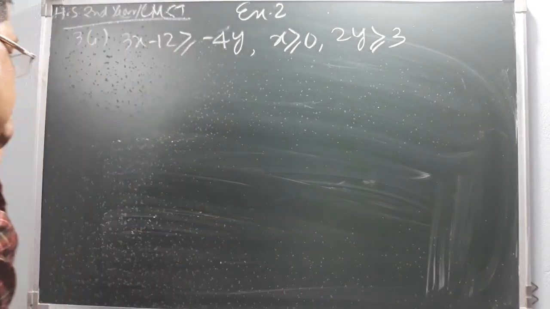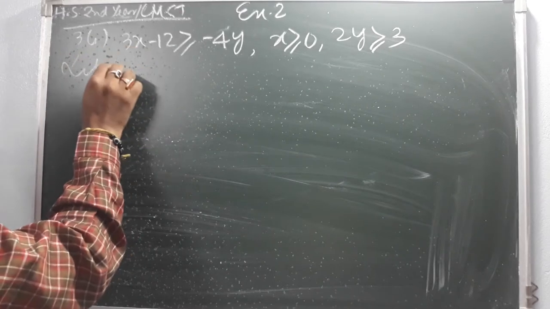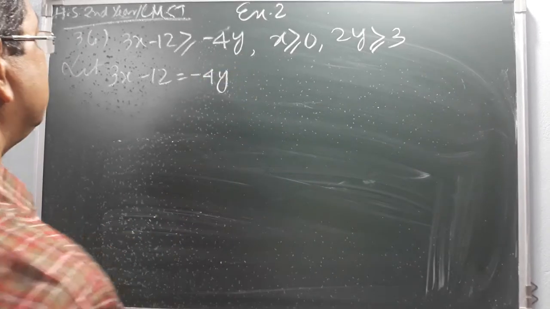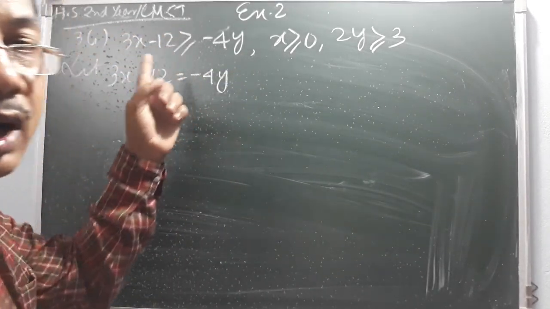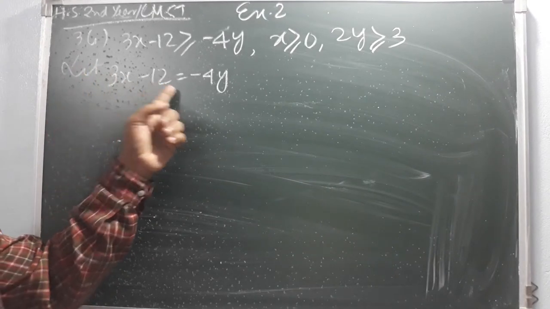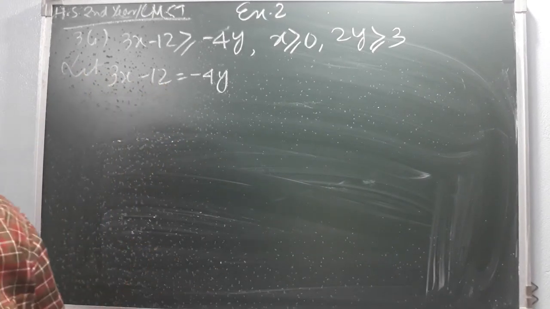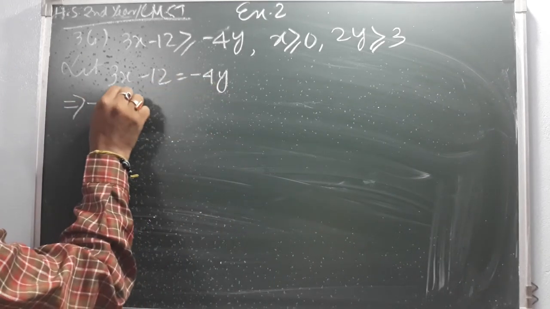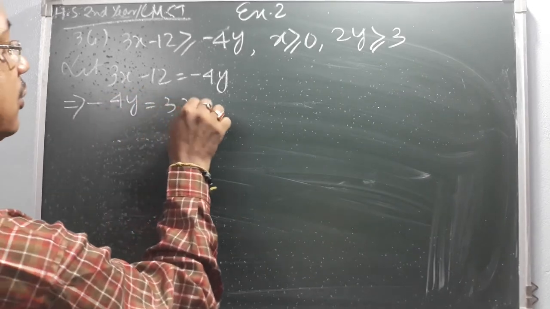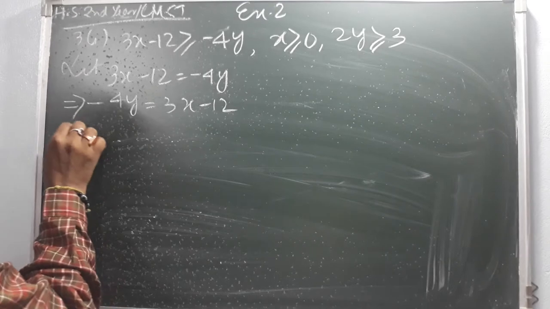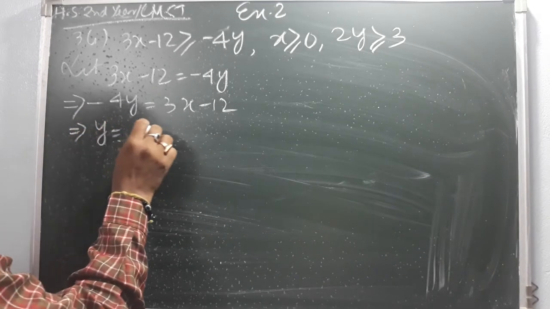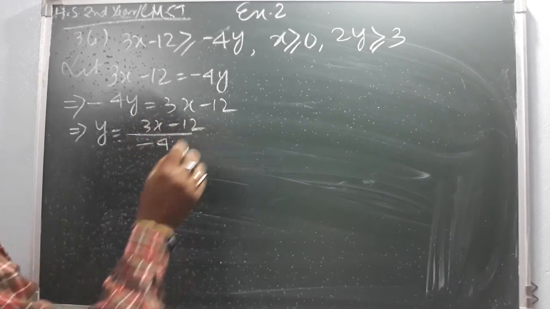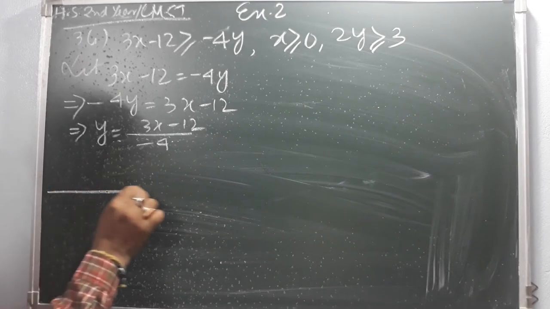Now how to do this one? Let us do it as usual, a little bigger. So this one is minus 4y. See here, instead of greater than or equal to, I have taken only equal to, because without that we cannot do it. So we will use this one. Now minus 4y we will take on this side, and thrice x minus 12 we have taken on that side. Then y is equal to, we will divide by minus 4, then we will draw the table.